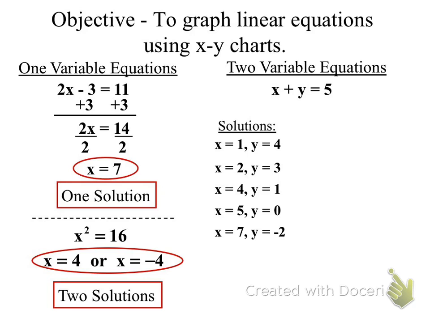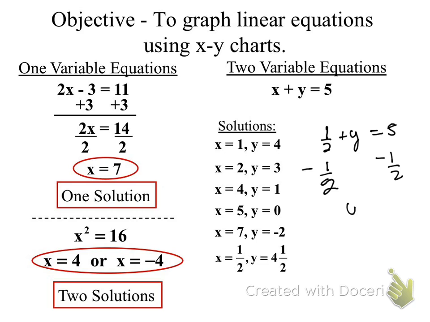If I choose 7, y would have to be negative 2. And these are basically ordered pairs. I could choose a fraction. I don't have to choose these whole numbers. If I chose 1/2, right? 1/2 plus y equals 5, subtract 1/2, subtract 1/2, y is equal to 4 1/2. Or we could say 7/2, right?